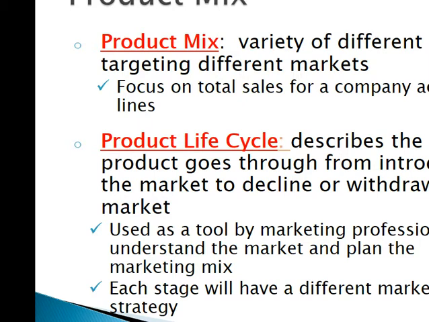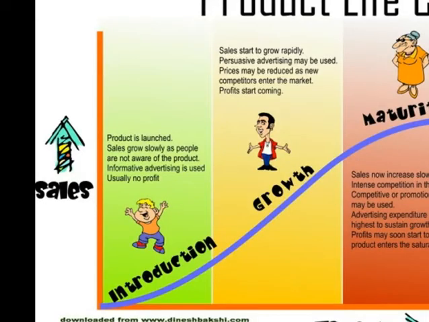Last week, you looked at the product life cycle. Product life cycle describes the stages that a new product goes through, from introduction to the market to the decline or withdrawal from the market completely. Note that it's after product development already takes place. The product life cycle does not start until the product is actually introduced to the consumers. It's used as a tool by marketing professionals to really understand the market and then plan their 4 Ps accordingly, because every stage is going to be using a different marketing strategy.